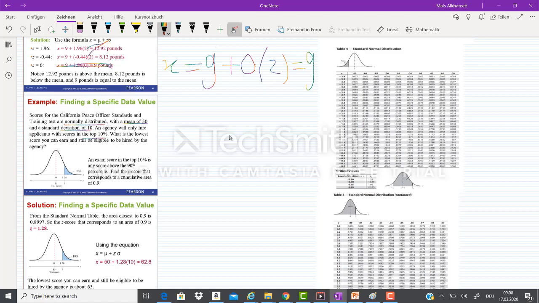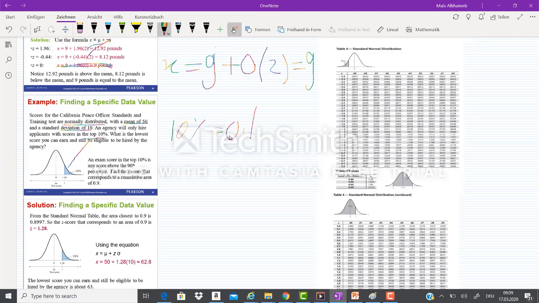What is the lowest score you can earn and still be eligible to be hired by the agency? What is the lowest? Top means from 10% and up. That means I have this area, the top 10%. If I see the word top, it has to be the area to the right. 10% is equal to 0.1.